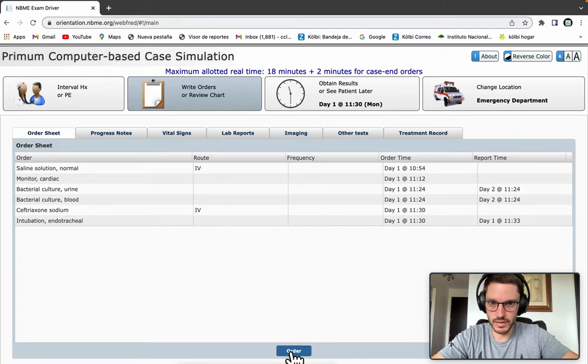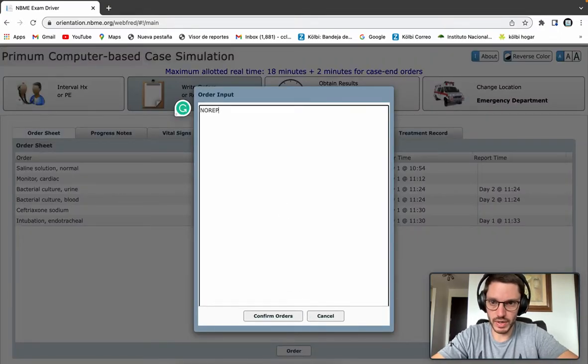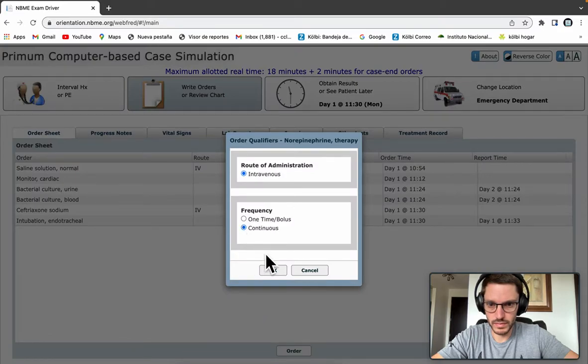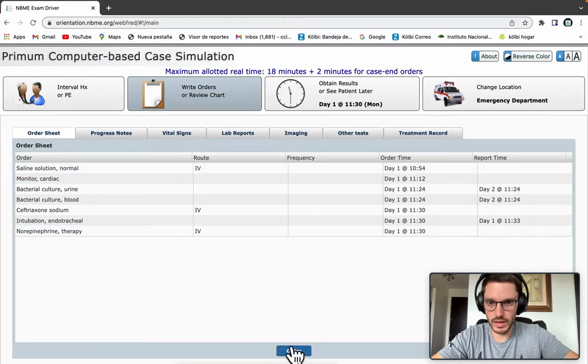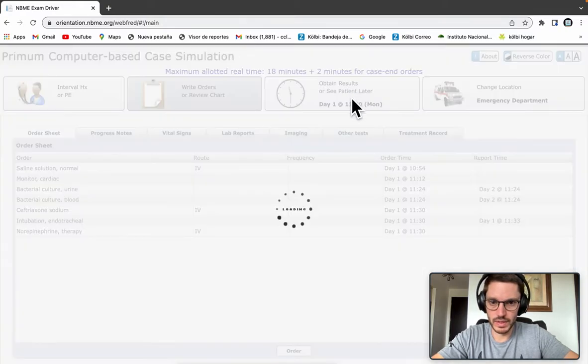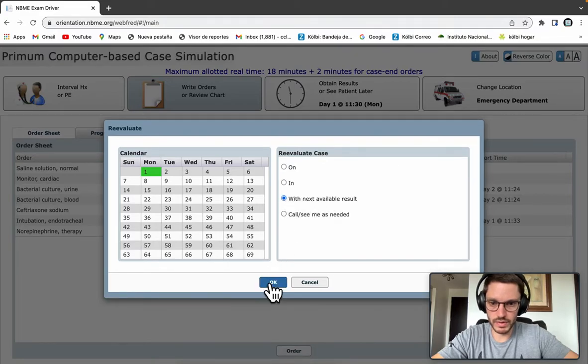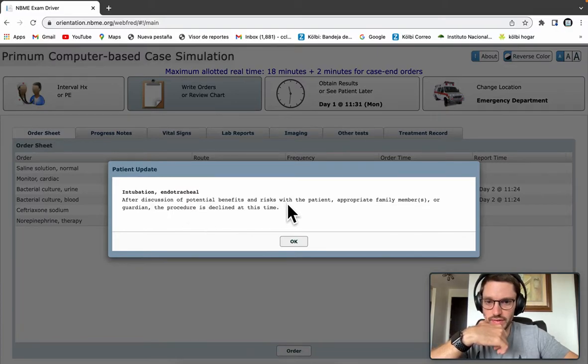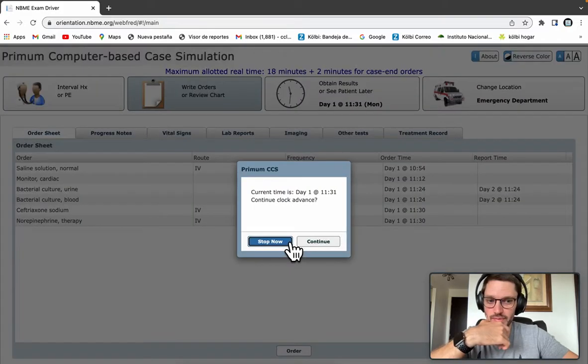And she's also tachycardic, norepinephrine initially. And let's continue. Let's see what happens. So that's it. With the next available result, let's see what happens. After discussion of potential benefits and risks, the patient, appropriate family members or guardian, the procedure is declined at this time. Okay, so that could have harmed. Let's continue.